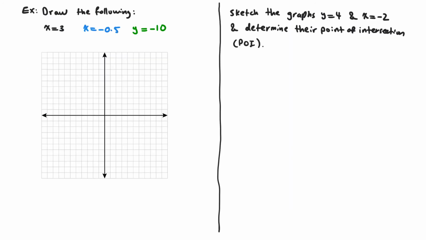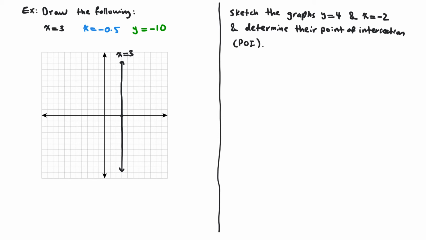All right, let's do an example here. We are asked to draw the following. The first one is x is equal to 3, second one is x is equal to negative 0.5, and lastly, y is equal to negative 10. So for this particular example, when x is equal to 3, that means, first of all, the x value is always 3. So what I often do is I just start with the x-intercept of (3, 0), and I know that the x value never changes, so I just draw a vertical line indicating that x is always 3, and I just label the line.